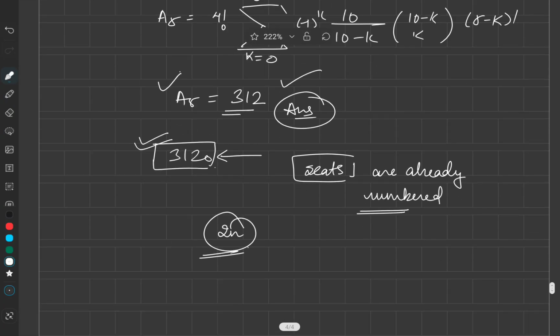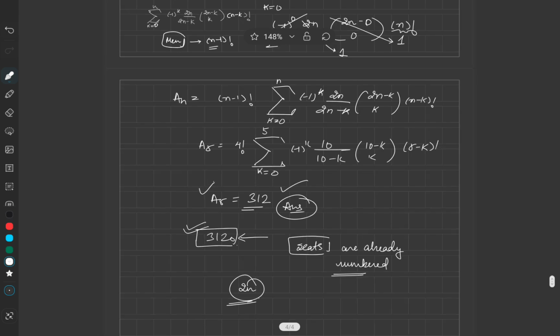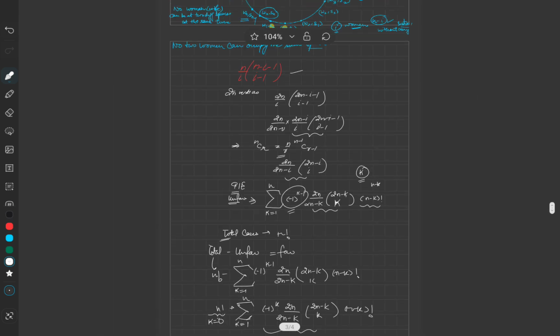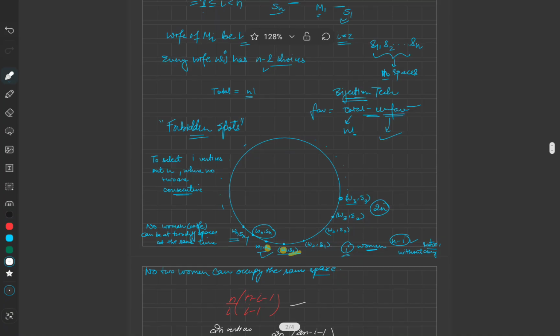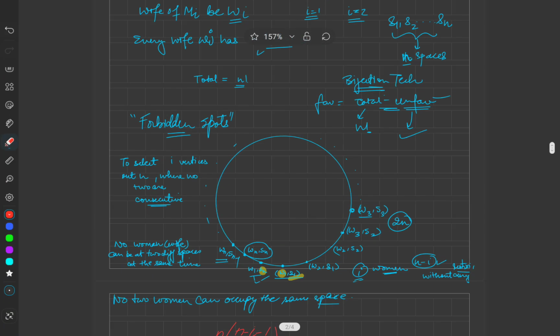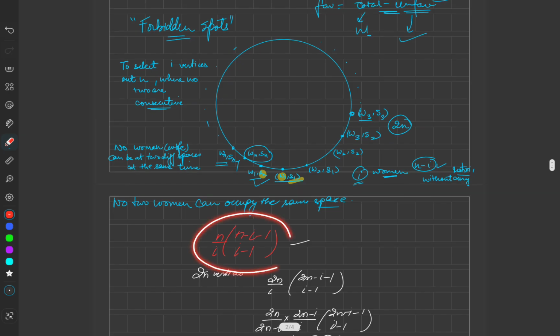This is a pretty advanced problem. It won't probably come in mains. Maybe some part of it could come, like this formula you have to remember. I would provide the link for the derivation of this formula in the description.